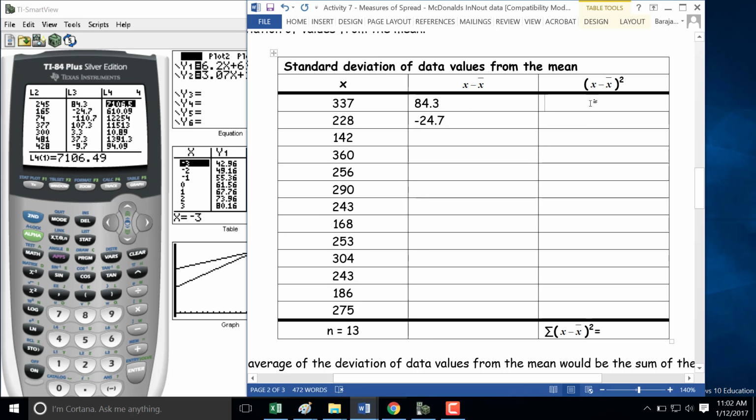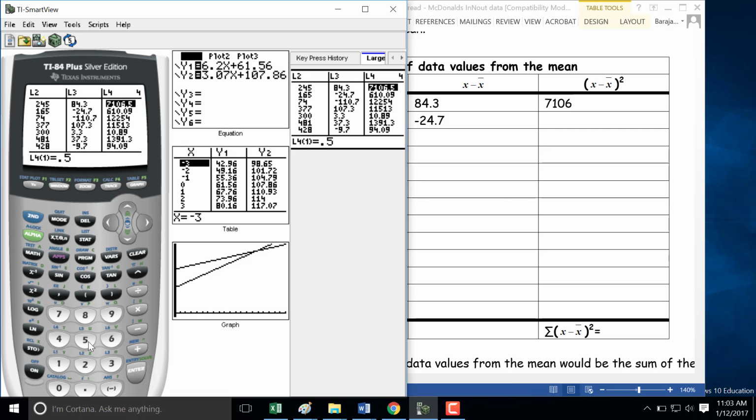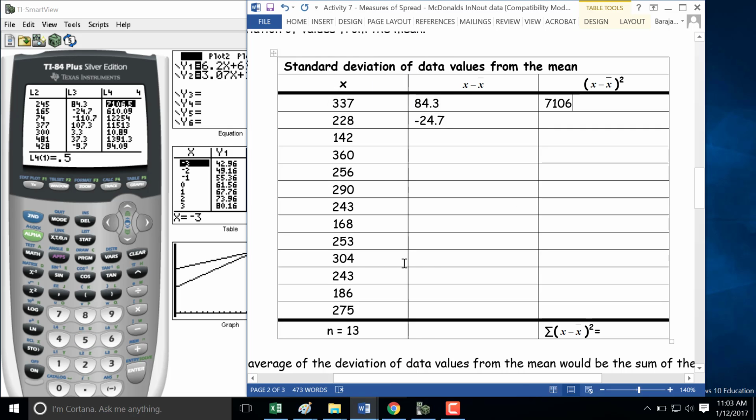This one is 7106.5, and so on and so forth. This one is 610.09. So on and so forth, right? So we can fill out that table pretty quickly now.